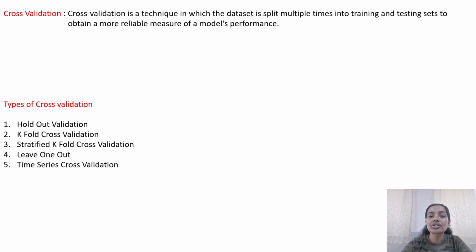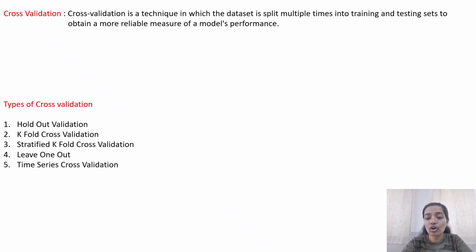So cross-validation tries to split the data set multiple times, so that the training and testing both take place multiple times and the model's performance is measured multiple times. So this is how cross-validation works. The aim of cross-validation, again, is to test the performance of the model, but here we train and test the model multiple times. This is basically cross-validation.